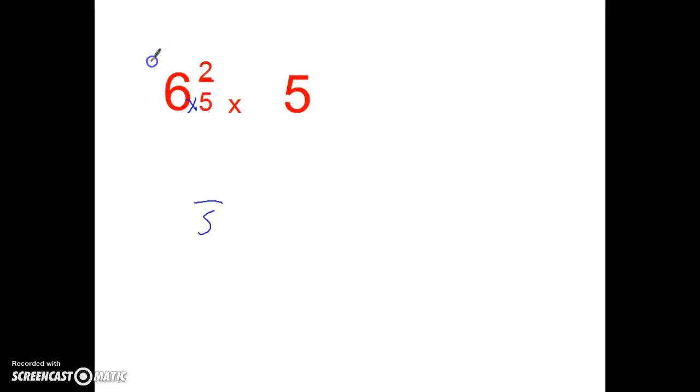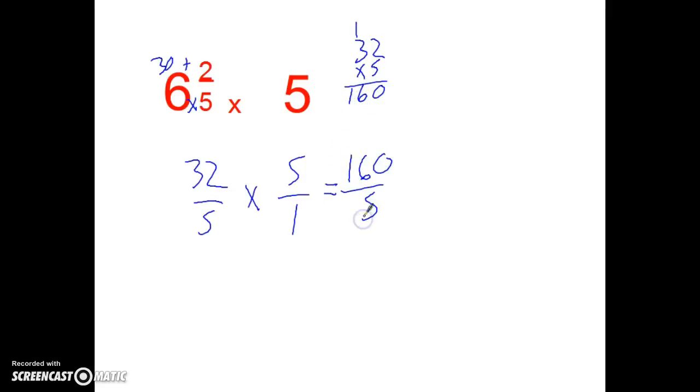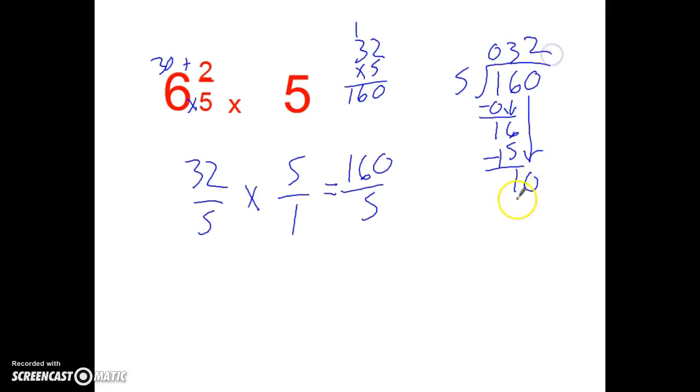I got fifths. 5 times 6 is 30, plus 2, 32 fifths, times 5 over 1. 32 times 5 gets me 160 over 5. Oh, this one's going to come out a whole number because I know 5's go evenly into any number that ends with a 0 or a 5. 5's in 1 is 0. 5's in 16 would be 3. 5's in 10 would be 2. No remainder, so my answer is just 32. If I get rid of the fraction part, 6 times 5 is 30. Seems very reasonable.